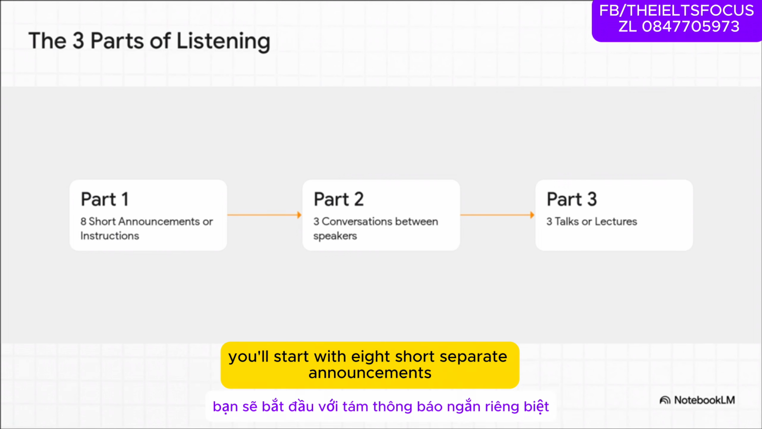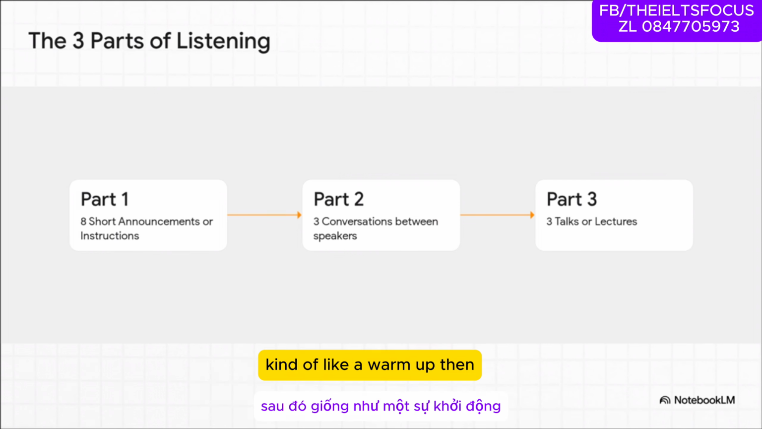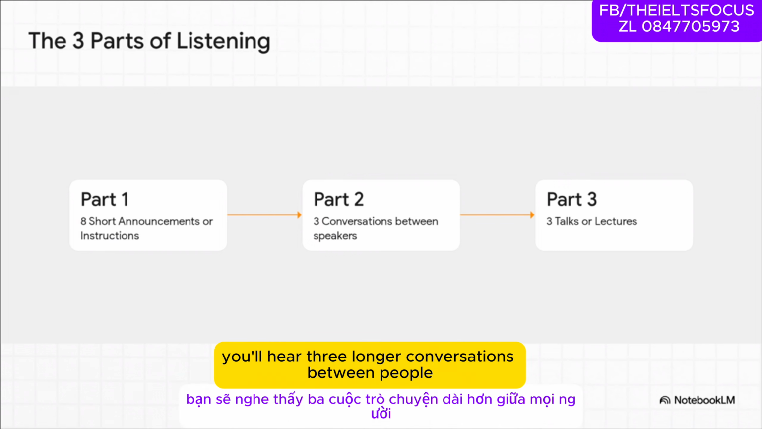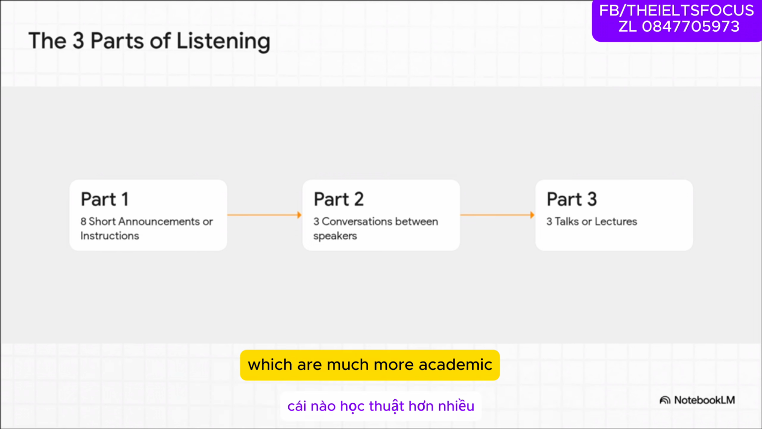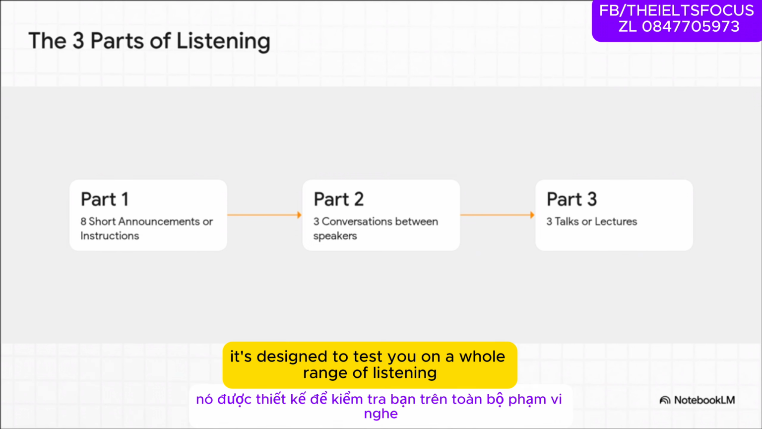So the test itself is broken into 3 distinct parts, and they ramp up in difficulty. You'll start with 8 short, separate announcements, kind of like a warm-up. Then you'll hear 3 longer conversations between people. And to finish, you'll get 3 talks or lectures, which are much more academic. It's designed to test you on a whole range of listening situations.